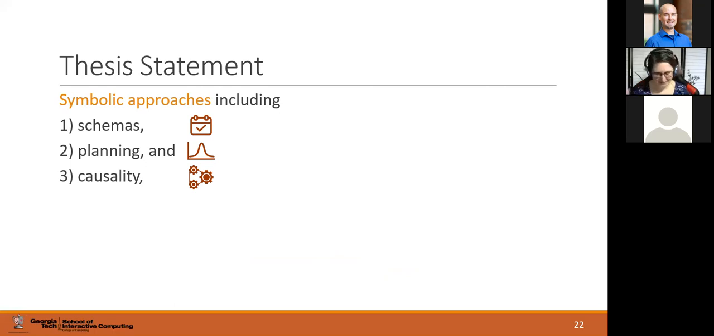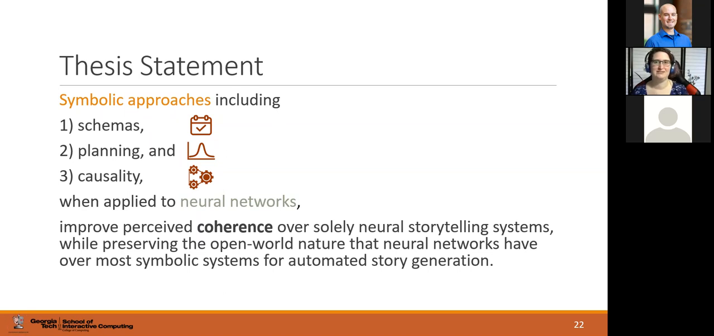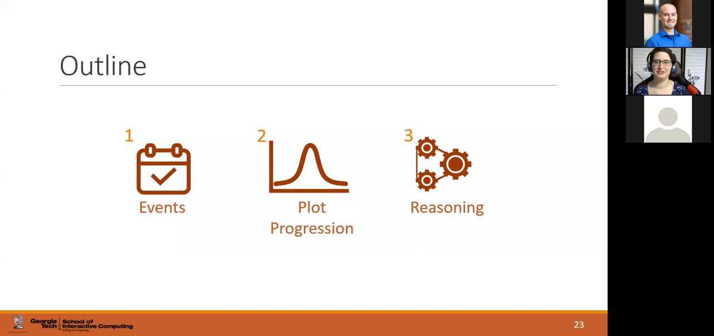Yeah, this has come about through my frustration of working with both ends of the spectrum and seeing, well, why can't we just do both? And so I tried to find ways to combine the two. So in my thesis during my PhD, I looked at including these symbolic approaches into neural systems. These schemas, planning, and causality in particular, which I call events, plot progression, and reasoning.